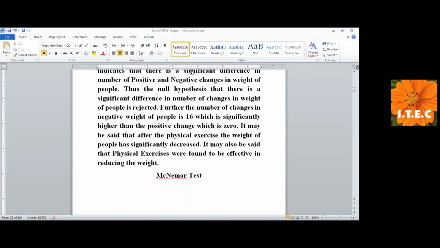Sunita, you use sign test when you are not able to give the rank. You are not giving the ranks. And you only try to find out in how many cases the change is positive and how many cases the change is negative, and whether the difference in the number of positive and negative cases is significant or not. So let me take one more example.